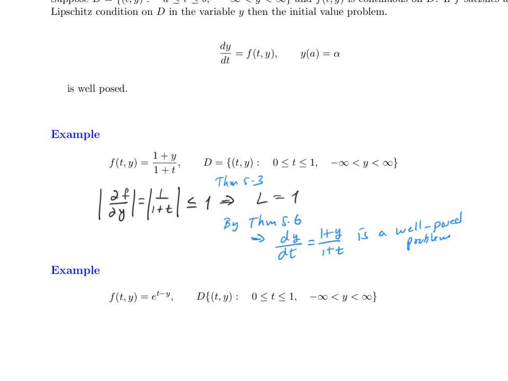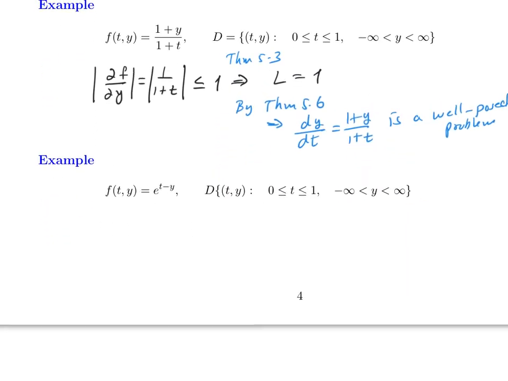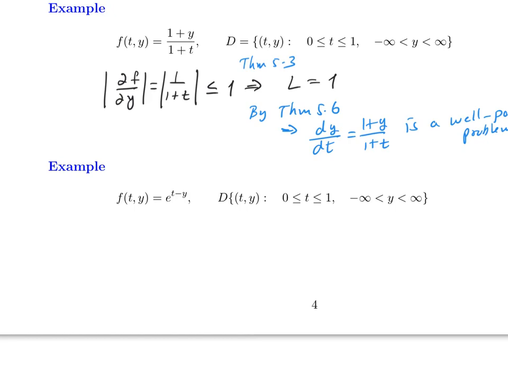Okay, let's look at this example, which we looked at before. Recall from the last time we saw this example, the f of t, y didn't satisfy the Lipschitz condition. So therefore, this cannot be well posed. So that's easy.